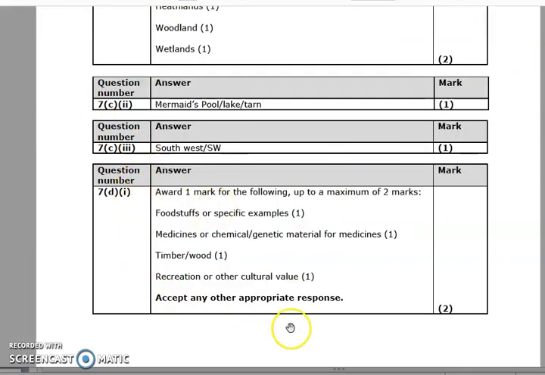And so here you can see, really simple, you could get things such as foodstuffs or specific examples of food, nuts, berries, seeds, medicines, timber, wood, or recreation or cultural value like tree hugging if you're a weirdo like me.